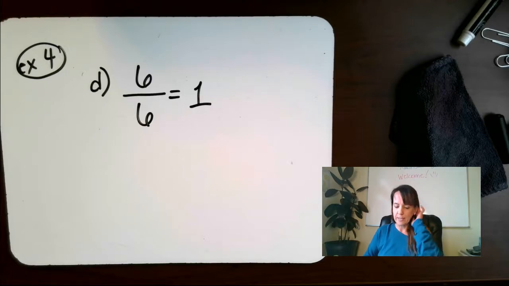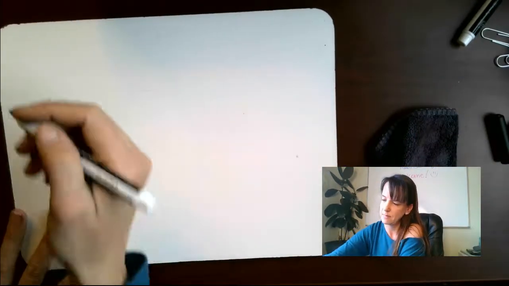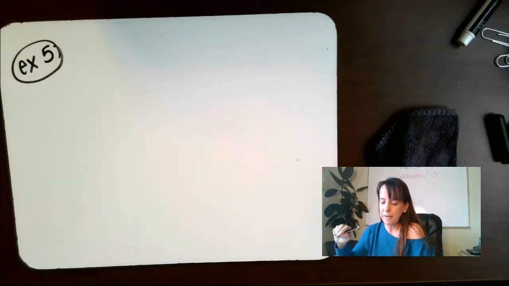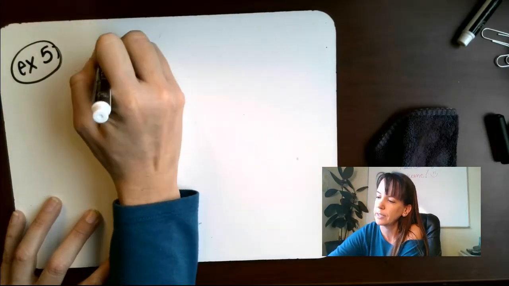All right, let's look at example number 5. The face of the spinner is divided into 5 equal sectors and is numbered as shown. It's going to look like this.